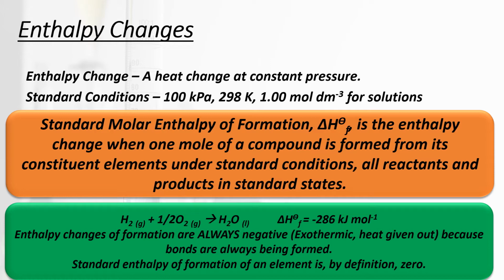And the standard enthalpy of formation of an element is by definition 0. The way to think about this is that you can't form something that's already been formed. So the standard enthalpy of formation of oxygen, for example: oxygen exists in its standard state as O2 as a gas, and so you can't form O2 as a gas from O2 as a gas. It already exists like that. So the standard enthalpy of formation of an element, by definition, is 0.